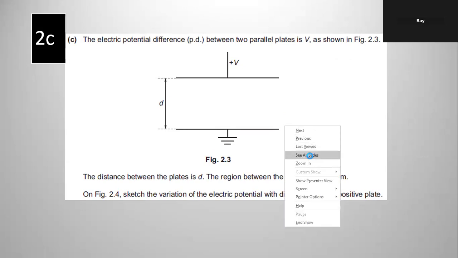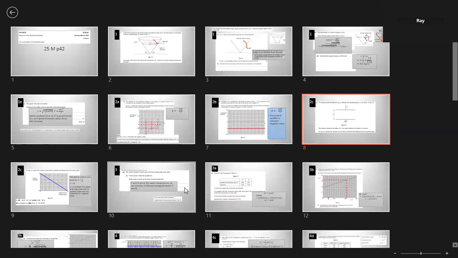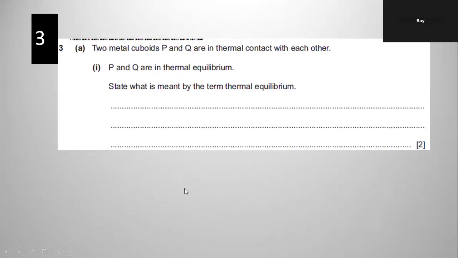Stop me if I'm going too fast. Two metal cuboids, P and Q, are in thermal contact with each other. P and Q are in thermal equilibrium. State what is meant by the term thermal equilibrium. Okay? 2 points. Zero net thermal energy transfer. 1 point only. Where's the other point?